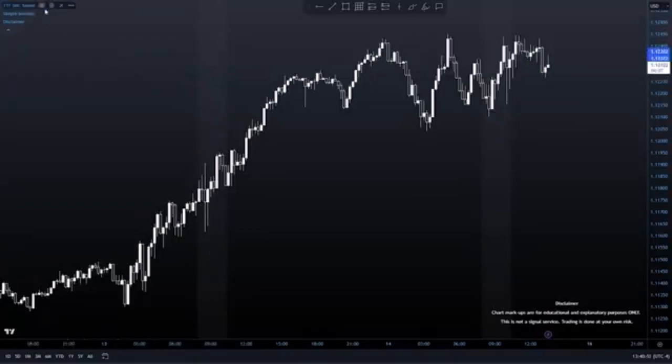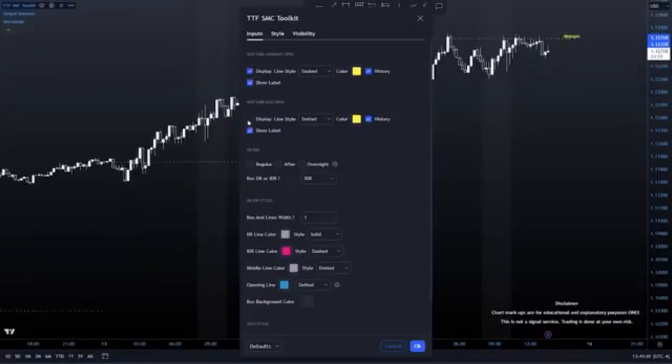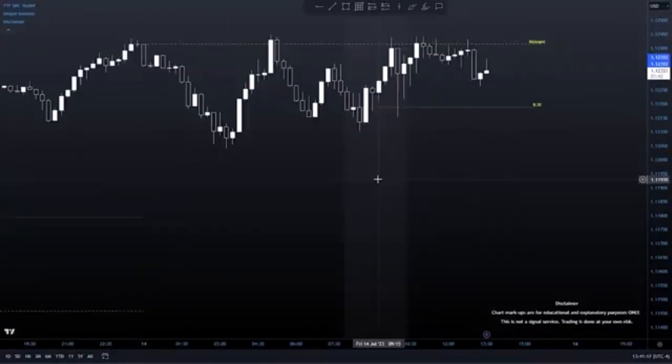First up, we have the midnight and 8:30 a.m. New York price lines. To turn this tool on, you come into the settings of the indicator and click Display under the New York Midnight Open and Display under the New York 8:30 Open. The concept for using these two price lines as levels every day stemmed from ICT methodology and states that the interbank price delivery algorithm, or IPDA for short, resets at midnight New York time every day.